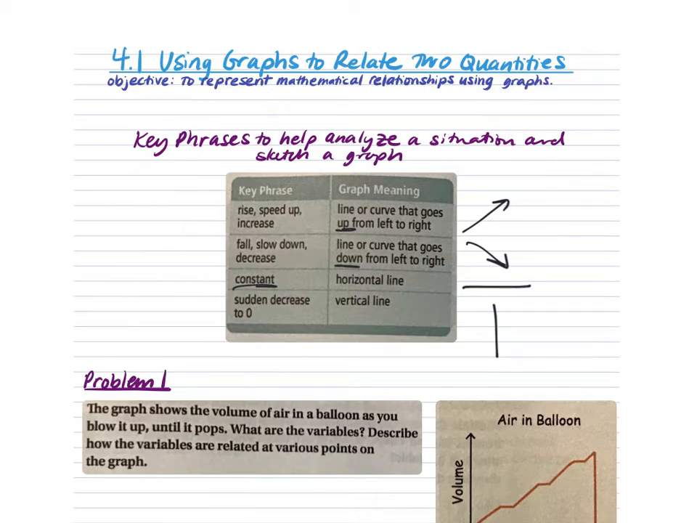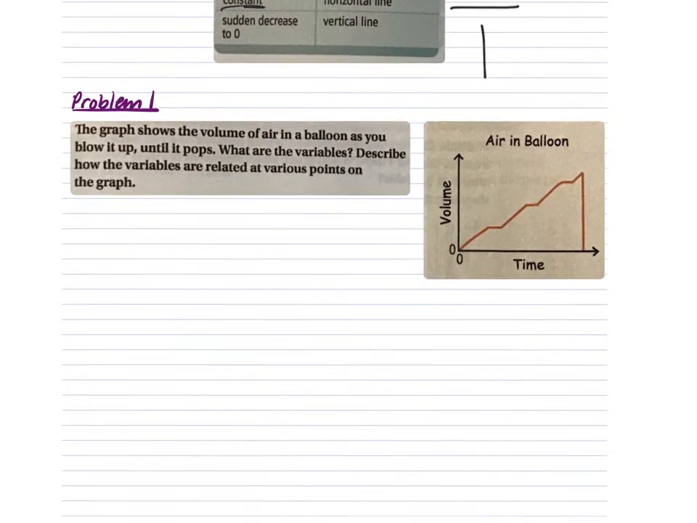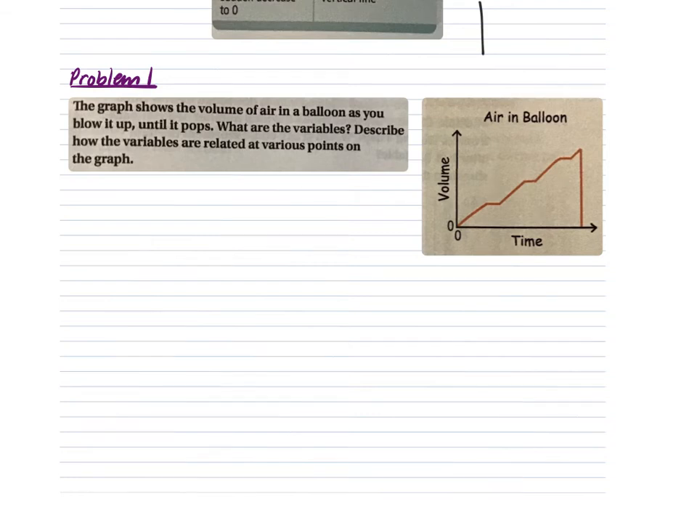Okay, so let's look at this first example. It says, this graph shows the volume of air in a balloon as you blow it up until it pops. What are the variables? Well, here you can see this is comparing volume and time. So the variables here would be volume and time. Those variables, okay. And then describe how the variables are related at various points on the graph.